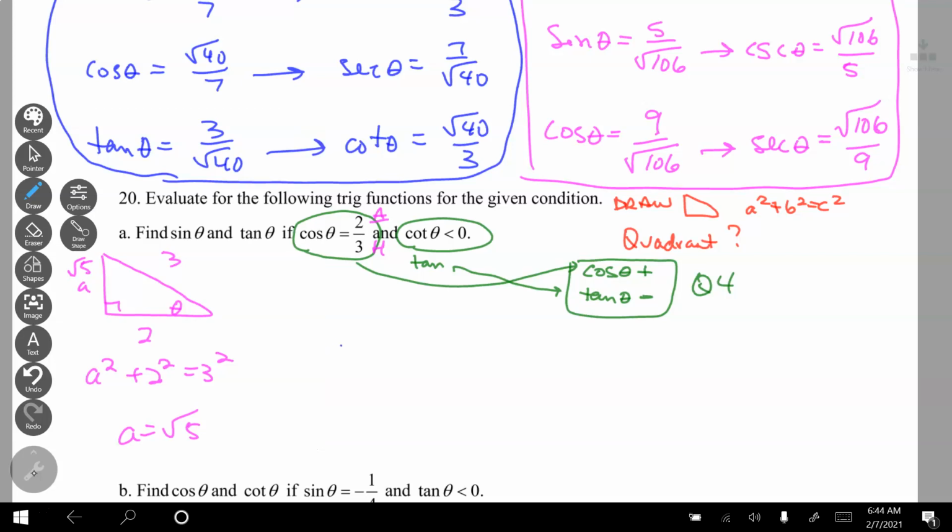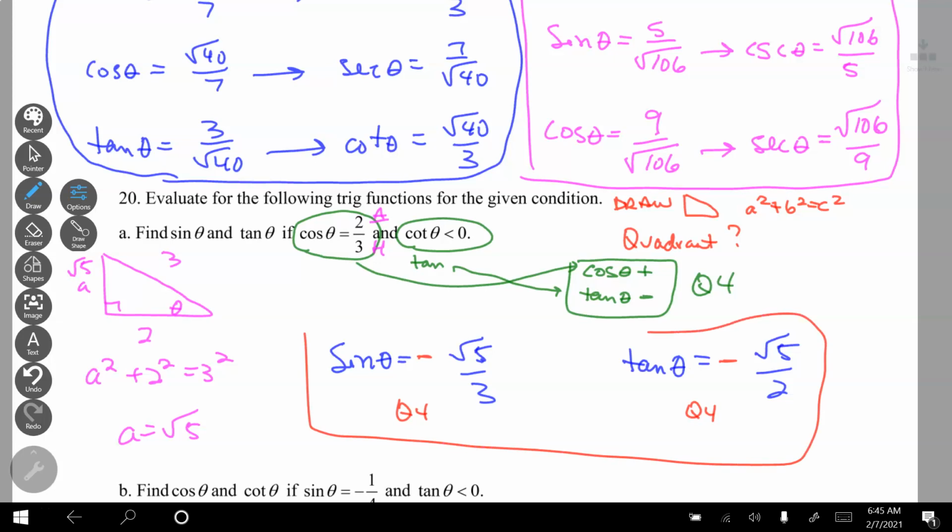It says, give me sine of theta, and give me tangent of theta. Well, according to this triangle, sine is opposite over hypotenuse, is radical 5 over 3. And tangent is opposite over adjacent, which is radical 5 over 2. But now I have to pay attention to my quadrant game. We said this was in Q4. Both of these are in Q4. When I'm in Q4, sine and tangent are both negative. So I have to make them both negative based on this problem being in quadrant 4.